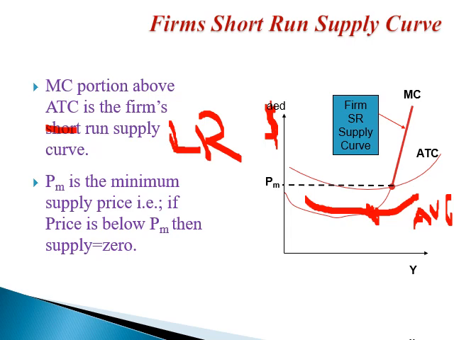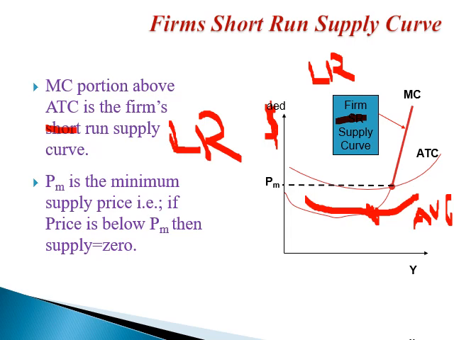So please, to correct this slide, what is written here is the firm's long run, not short run, supply curve. Why? Because I'm referring to the portion of the marginal cost curve above minimum of average total cost. If I'm referring to the part of the marginal cost curve above minimum of average variable cost, this will be the short-run supply curve of the firm.